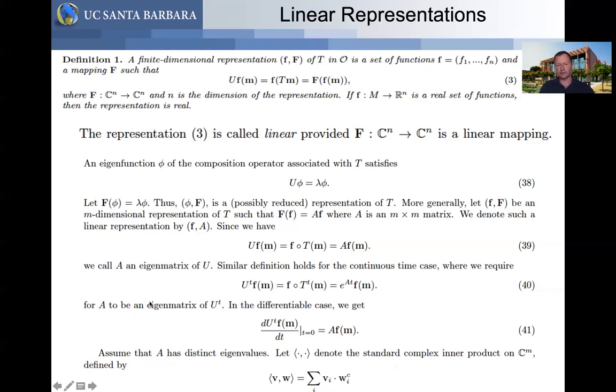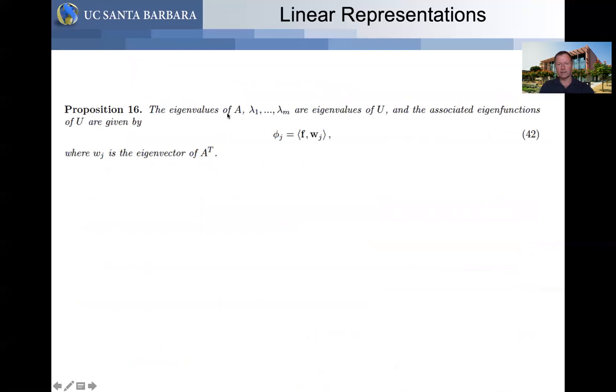Now, in the differentiable case, we get dU^t f/dt = Af, and if we assume that A has distinct eigenvalues, and we define the complex inner product by this convention here, then the eigenvalues of the matrix A, lambda 1 to lambda n, are eigenvalues of the Koopman operator U, and the associated eigenfunctions are given by the inner product of f, which is the functions that are in the representation, and w_j, which is the eigenvector of the transpose of A. So in that case, you can obviously obtain reduced representations by keeping only a few eigenfunctions, but you also have a full representation, possibly faithful, that's given by this matrix.